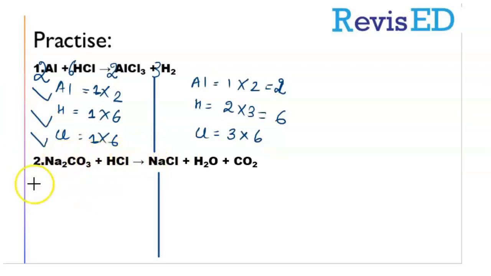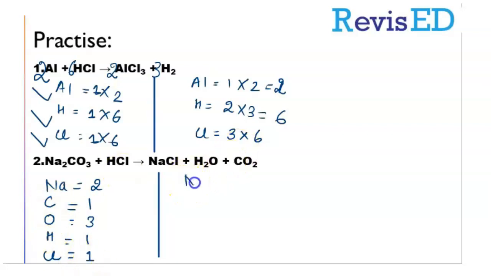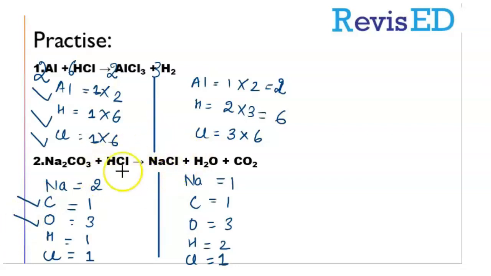we can take one more example, with sodium, carbon, oxygen, hydrogen and chlorine. Sodium I am having 2, carbon 1, oxygen 3, hydrogen 1, chlorine also 1. On the right hand side, sodium is 1, carbon is 1, oxygen is 3, hydrogen is 2, chlorine is 1, 2. See this, oxygen is already balanced, carbon is also already balanced, so I have to just balance these.